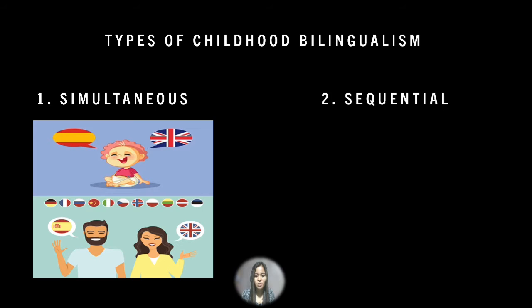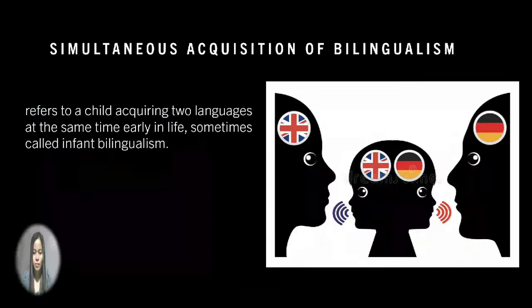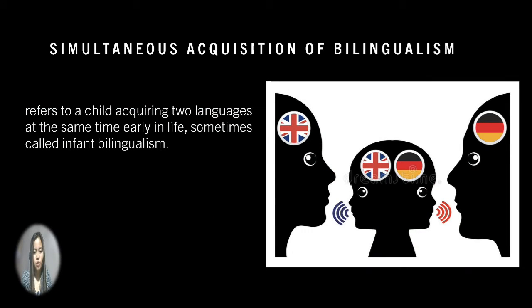Now we are on the types of childhood bilingualism. There are two types of childhood bilingualism. First is the simultaneous. Second is the sequential. Let us first tackle the first type, which is the simultaneous acquisition of bilingualism.